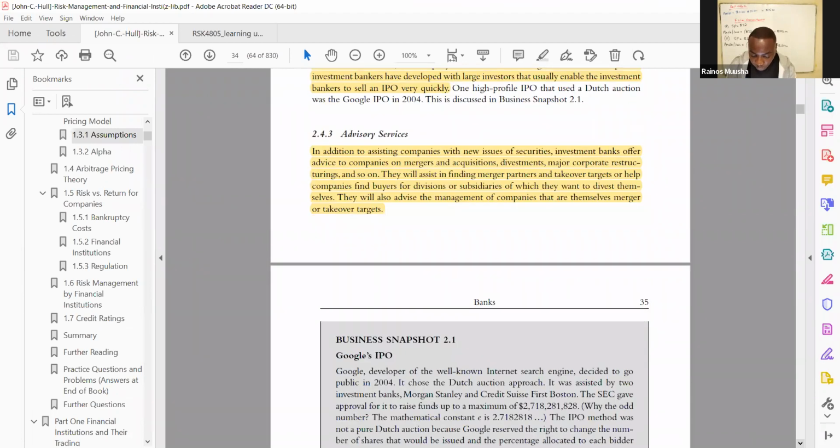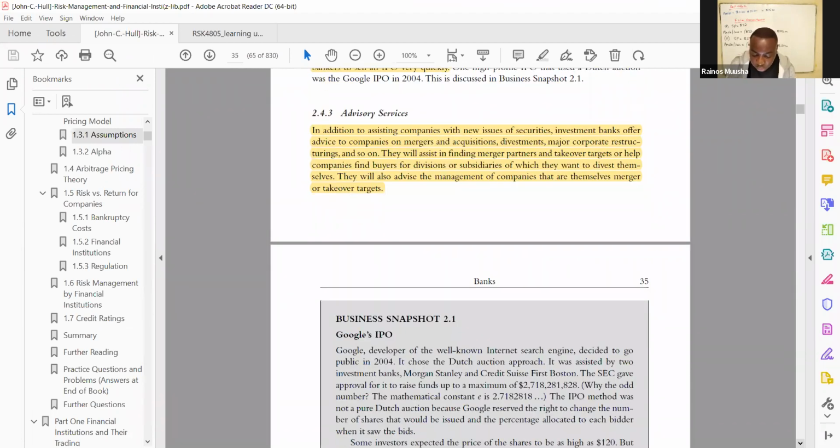Now, when it comes to investment banks, the other issue that you need to take note of is the issue of advisory fees. And here they say, in addition to assisting companies with new issues of securities, investment banks offer advice to companies on mergers and acquisitions, divestments, major corporate restructuring, and so on. They will assist in finding major partners and takeover targets, or help companies find buyers for divisions or subsidiaries which they want to divest themselves. They will also advise the management of companies that are themselves major takeover targets as well.